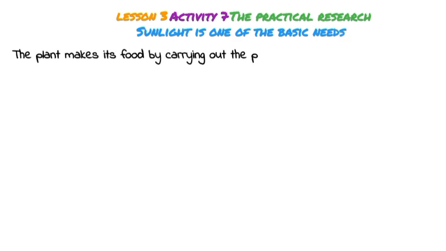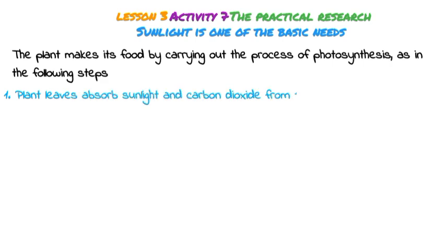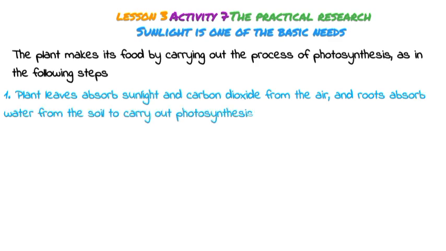Lesson 3. Activity 7. The practical research. Sunlight is a basic need. The plant makes its food by carrying out the process of photosynthesis, as in the following steps. Plant leaves absorb sunlight and carbon dioxide from the air, and roots absorb water from the soil to carry out photosynthesis so that the plant makes its food.